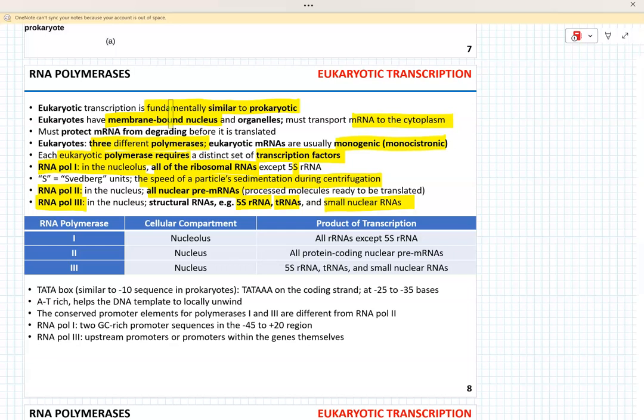Now, all this information is summarized in this table. I expect you to know the location of RNA polymerases 1, 2, and 3, and the product of their transcription activity.